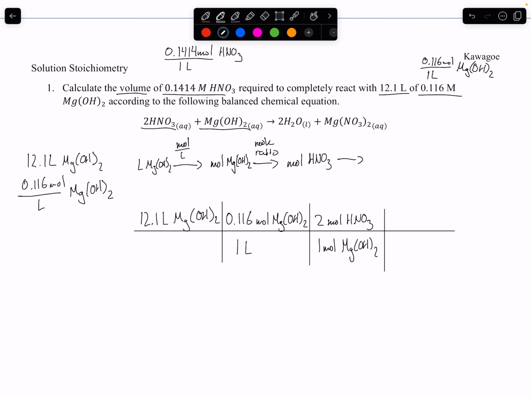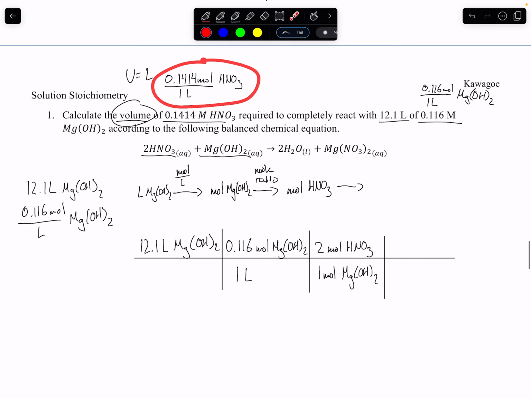Moles of nitric acid. I'm trying to calculate the volume, which is liters. And my molarity, right? 0.1414 moles of nitric acid for every 1 liter. That's a conversion factor between moles and liters for nitric acid. I want liters this time, so I put liters on top. And 0.1414 moles HNO3 goes on the bottom.